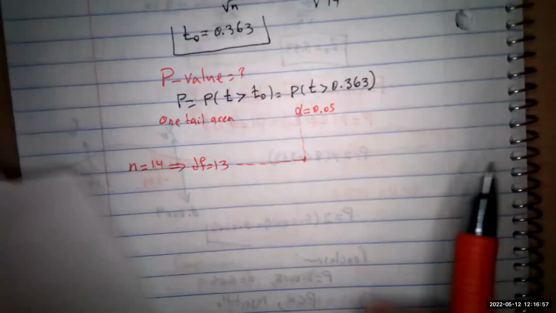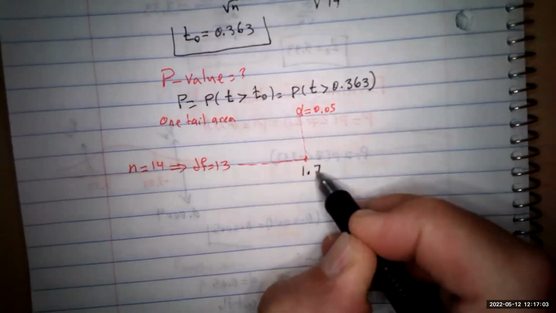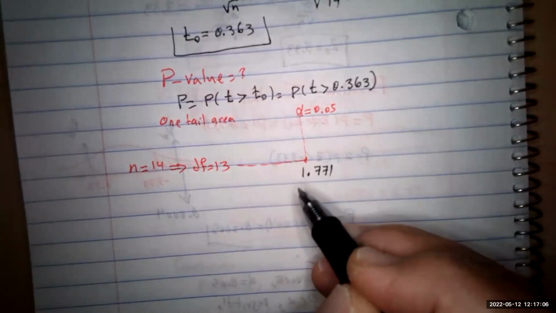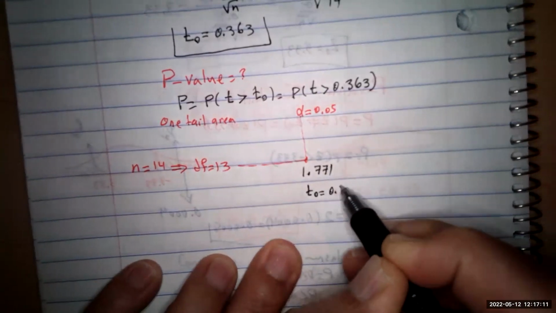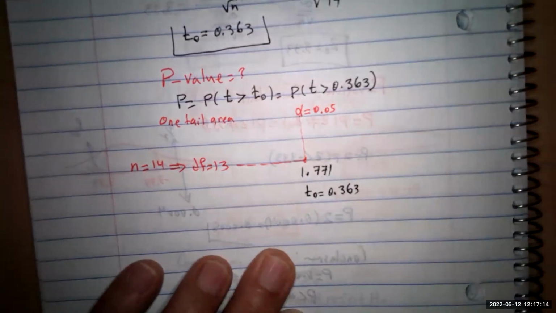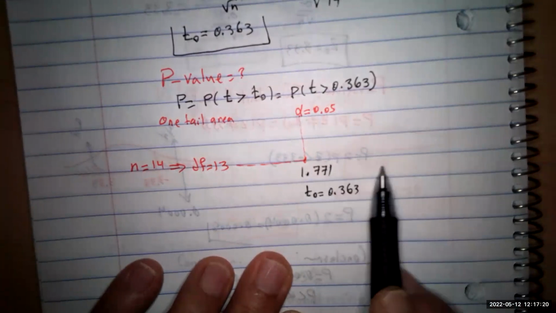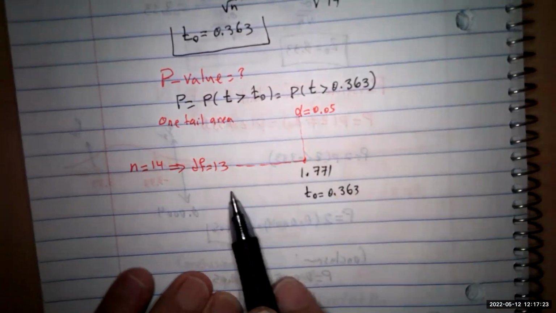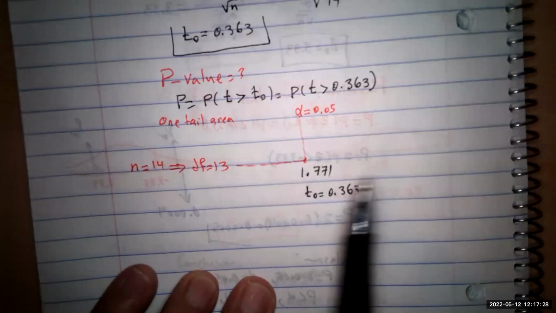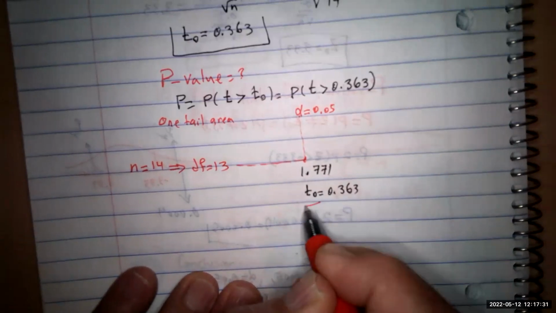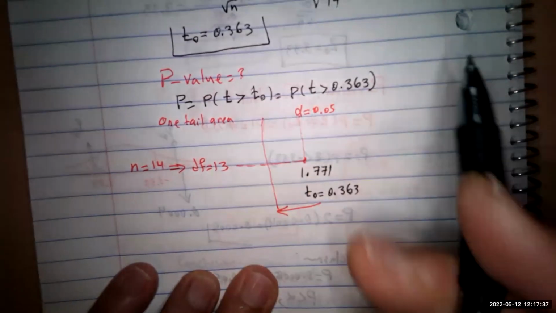So we identify this number, 1.771. Then you compare it with the t naught that you have. Your t naught is 0.363. Compare them together. If you go to the right, this number is getting bigger and bigger. If you go to the left, the number is getting smaller than 1.771. Your number is smaller, so you have to go to the left. This means your p-value is a number to the left of the alpha.